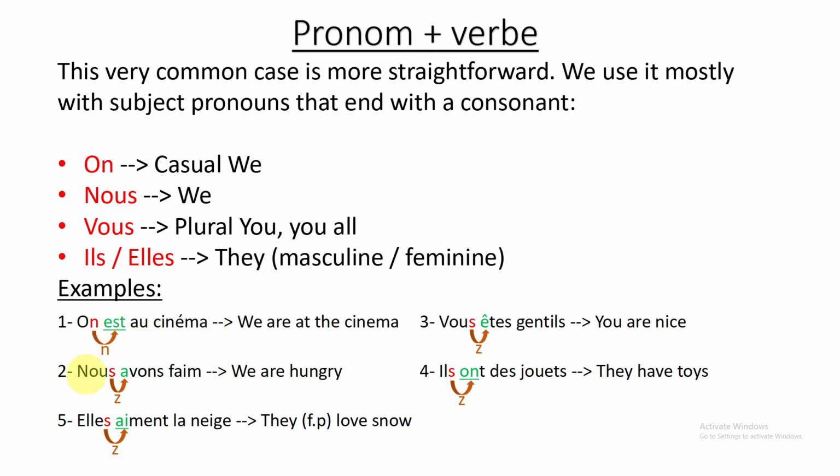Second one, we have the first word ending with S and the second word starting with A. So we say when the first word ends with a silent S, it will create an abstract letter Z at the beginning of the second word. Nous avons faim. Nous avons faim.